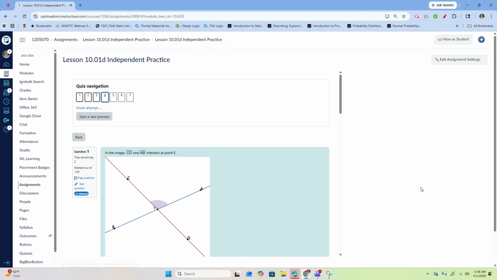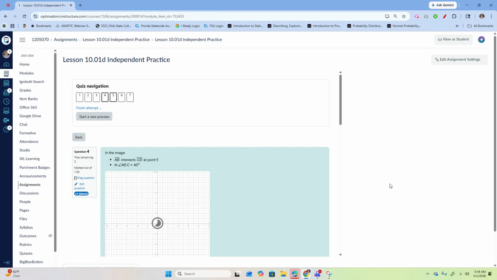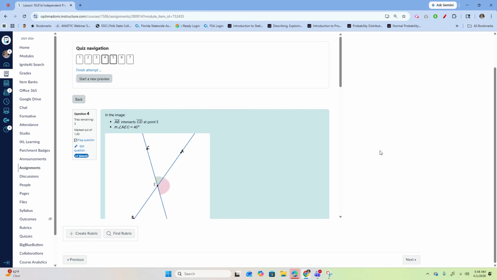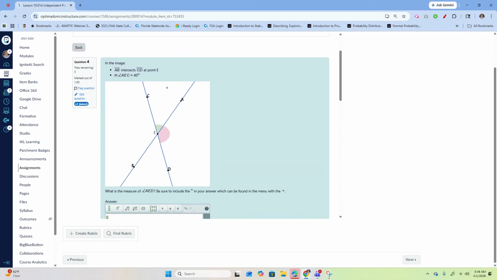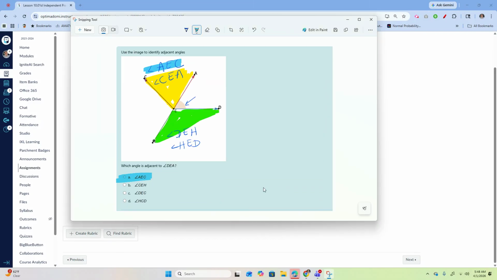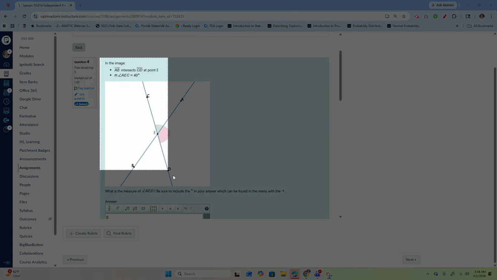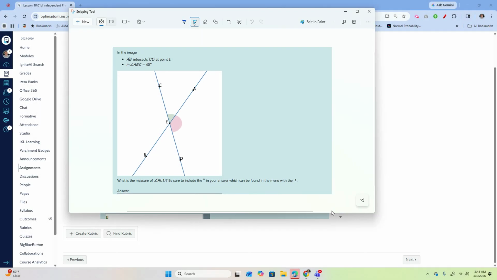Problem number 4. And in problem number 4, basically, we're going to find out a missing angle using adjacent angles. That's what we're going to do. So let me take a screenshot of this. And basically they told me that AB, the blue line, and CD, the other blue line, they intersect at E. And I hope you notice that arc that is made in red and in green.